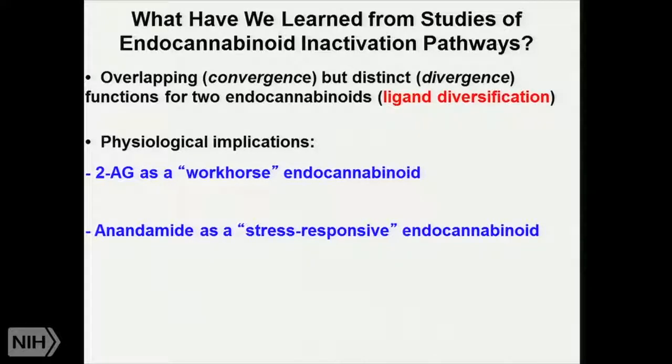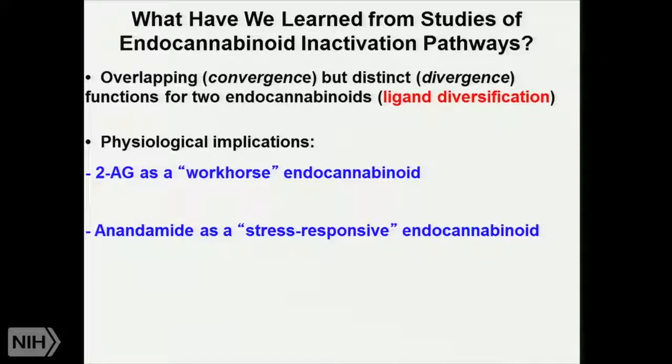There are some physiological implications to the work that's been done in understanding endocannabinoid and activation pathways. We might come to the conclusion that 2-AG is more of a workhorse endocannabinoid, broadly expressed throughout the nervous system, tonically being released to regulate a variety of neuroplasticity processes, which I think Ken will review later on, and I think he'd probably agree that most of those appear to be due to 2-AG production.